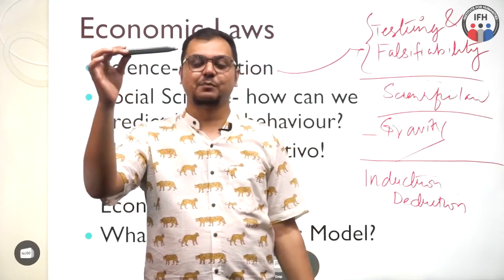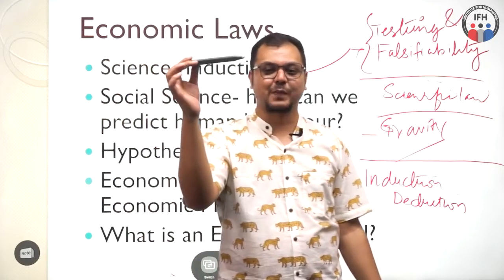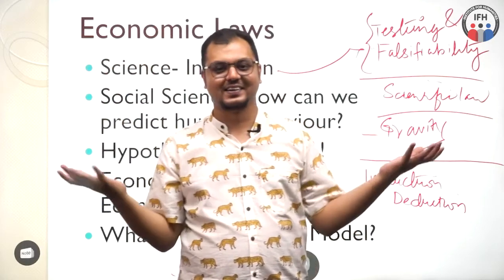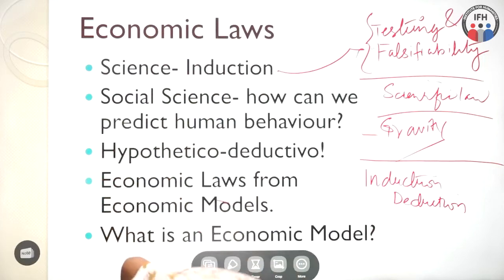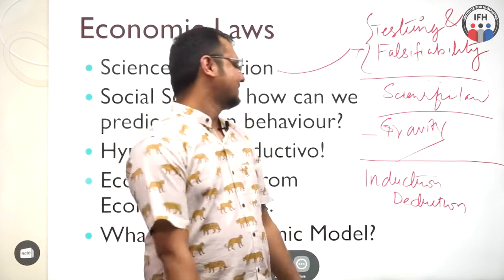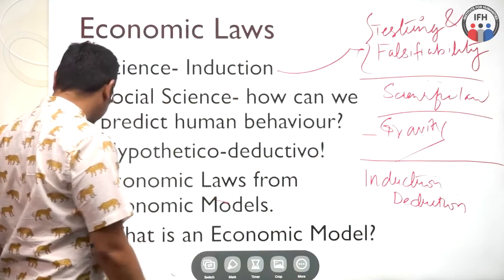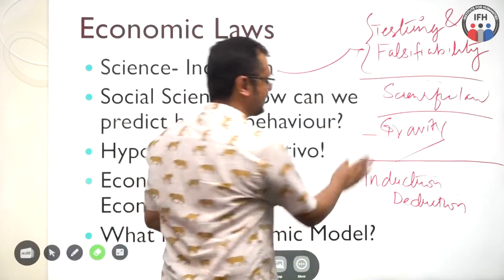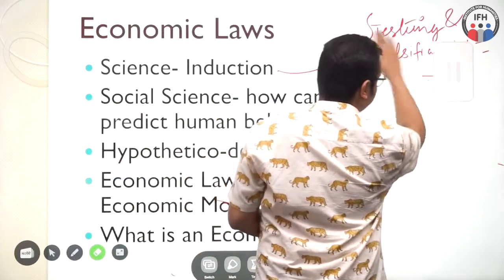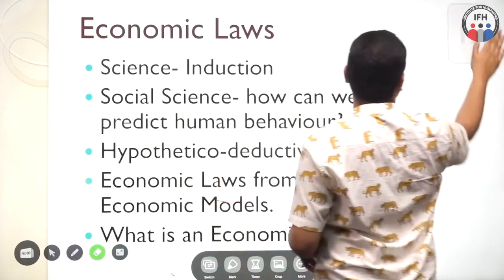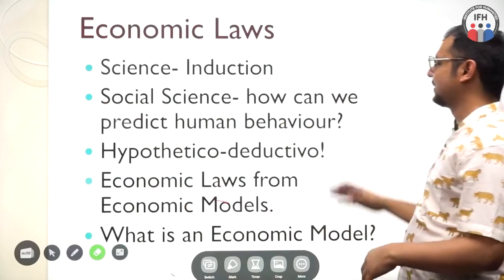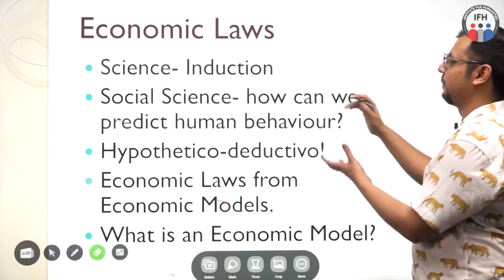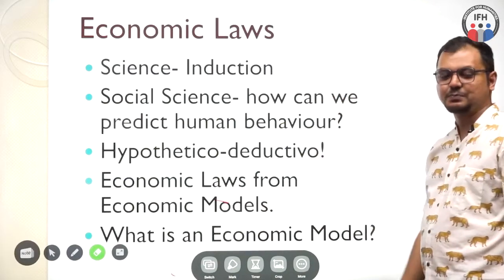Let me give you the example now. If you don't believe me, I'm going to drop this pen and voila, gravity. So why are we having this discussion then? Once you understand that this is how the method in science works as far as knowledge is concerned, the next question that you must have is, can we apply this to our social science method?